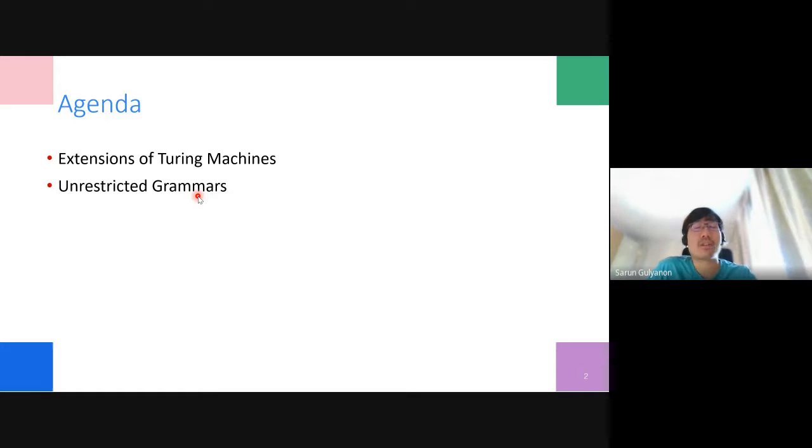The context-free language is described by the context-free grammar. And the recursively enumerable language is described by the unrestricted grammar. However, we don't have a grammar for the recursive language. Okay, that is what we will cover today. So let's get started.